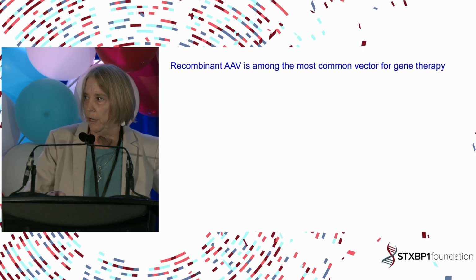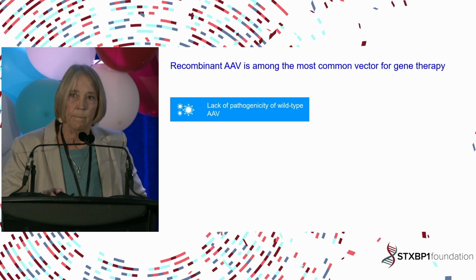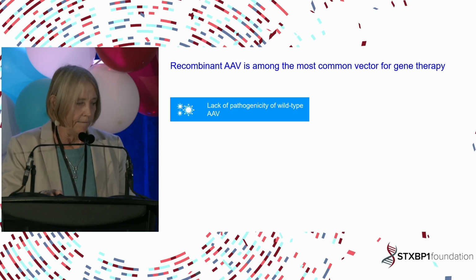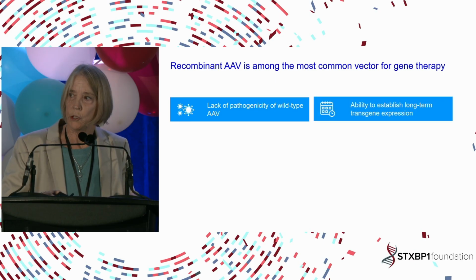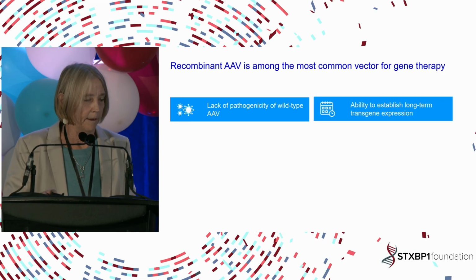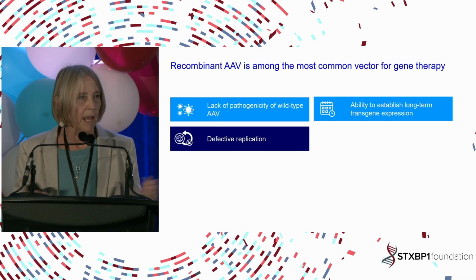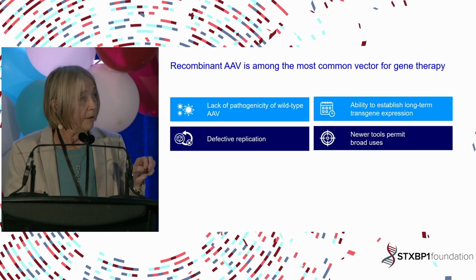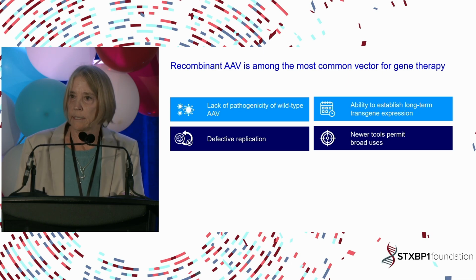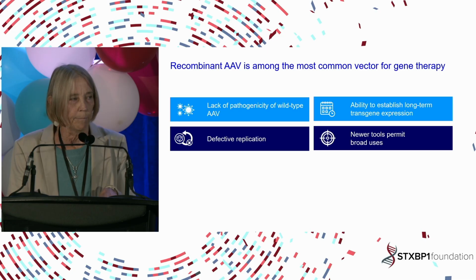Recombinant adeno-associated viruses, or AAVs, are the most common vector for gene therapy. They lack pathogenicity. Again, all of us have had these infections in a wild-type state. They can establish long-term expression, a one-and-done therapy. They have defective replication. We've completely gutted them. They express no viral proteins whatsoever. And newer tools that we've developed over the last half of a decade and more recently over the last 2 to 3 years have really improved our ability to get to where we need to go in a safe and effective way.